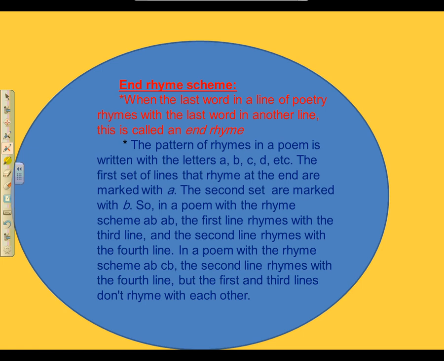So, in a poem with the rhyme scheme A, B, A, B, the first line rhymes with the third line and the second line rhymes with the fourth line. In a poem with the rhyme scheme A, B, C, B, the second line rhymes with the fourth line, but the first and the third lines don't rhyme with each other.